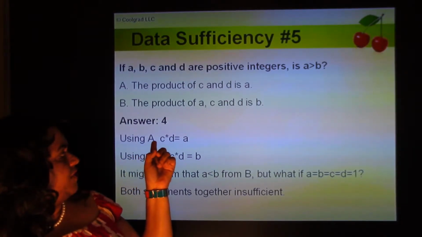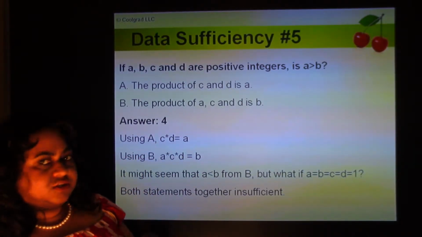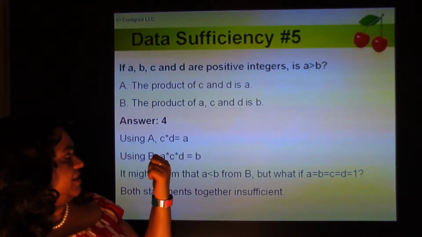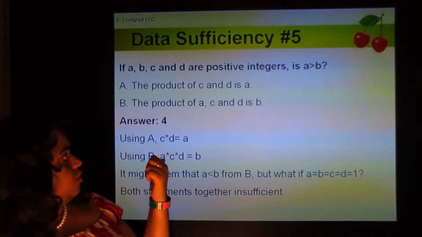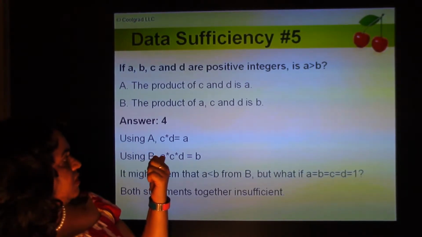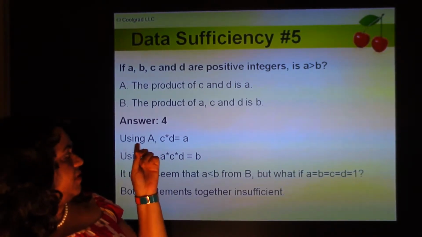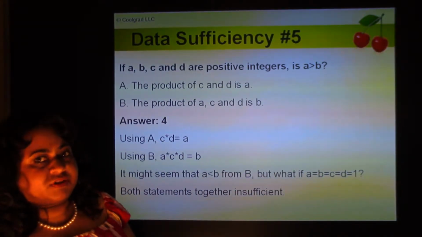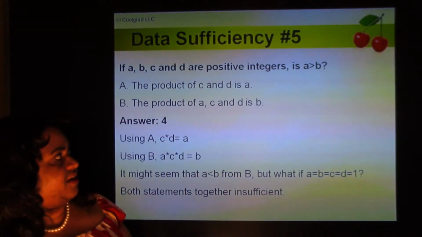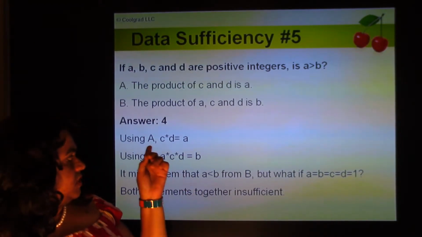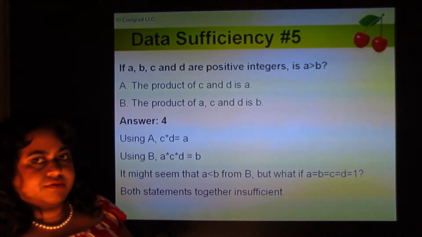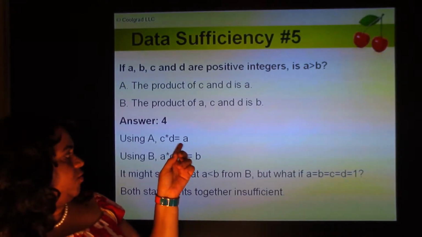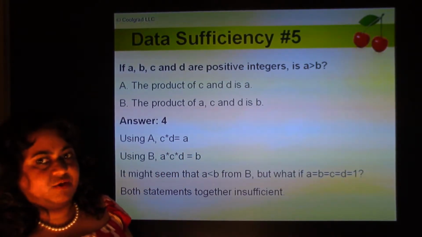Using A, all we know is C times D is A. So don't be tempted to think that A must be greater than C and D, okay? Because we don't know if A equal to B equal to C equal to 1, right? They're all positive integers still. It doesn't say that they are unique, okay? So 1 times 1 is 1, right? So that's also possible. Using A alone, we cannot say if A is bigger than C or D.